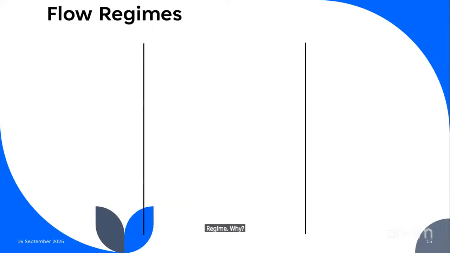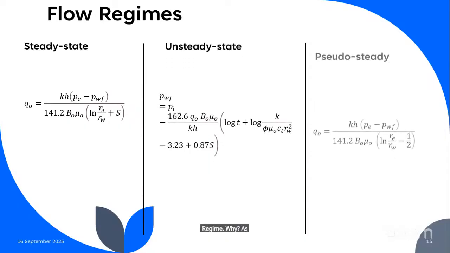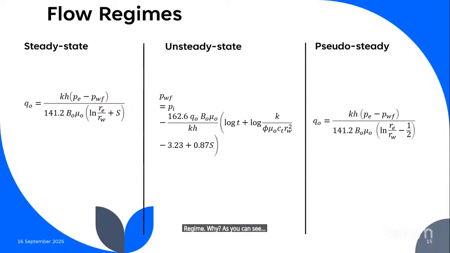Why? As you can see, this equation is modified for every flow regime we have. Unsteady state has time, has K, has everything. So the unsteady state is the basic starting point of well testing to get information about your reservoir and your well. It's very important because it gives you insights, and the quality of the data you get from this period of production will give you everything you need if you do it.